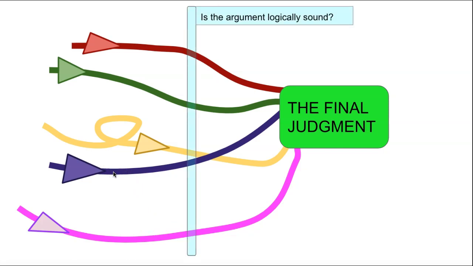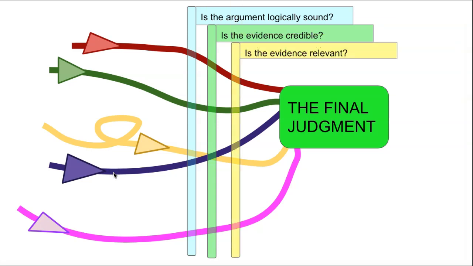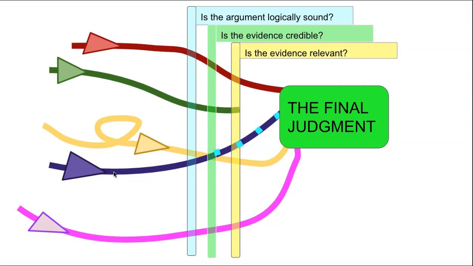As you've looked at that information, you've asked yourself, is the argument logically sound? Is the evidence credible? And is the evidence even relevant to my initial question? Some of those filters have made you decide maybe not to use that thread of evidence or argument, or you've maybe had to modify. Maybe part of an argument makes sense, but another part doesn't. But in any case, you've gathered arguments and evidence, and you're ready to make your final judgment.